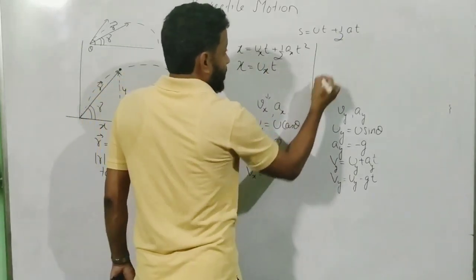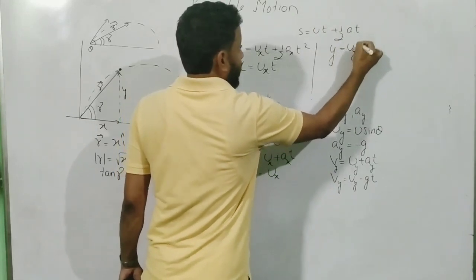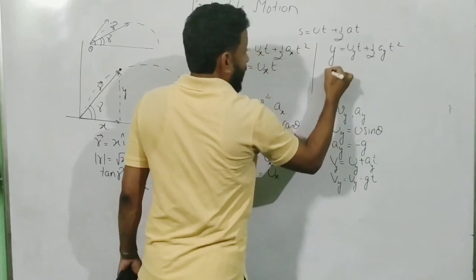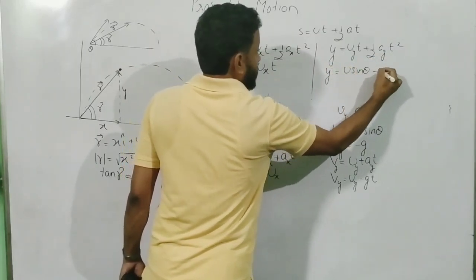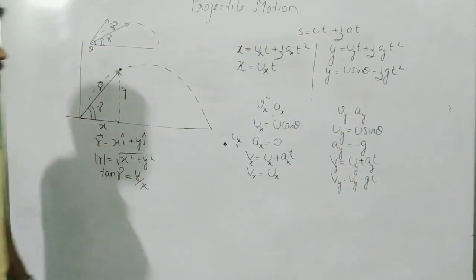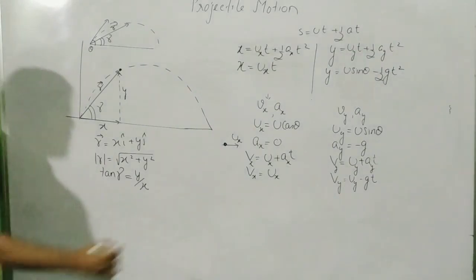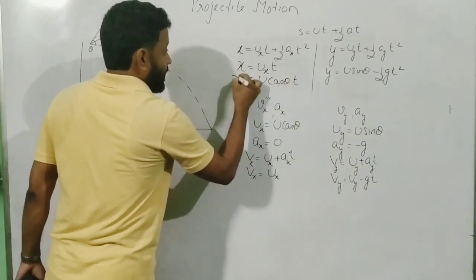What about the y? Here s is y. You will write as uy t plus half ay t square. And y will be now, what is uy? uy is u sine theta minus half g t square. So this is how we are going to find the value of x and y. And you can put the value of ux here as u cos theta multiplied by time.